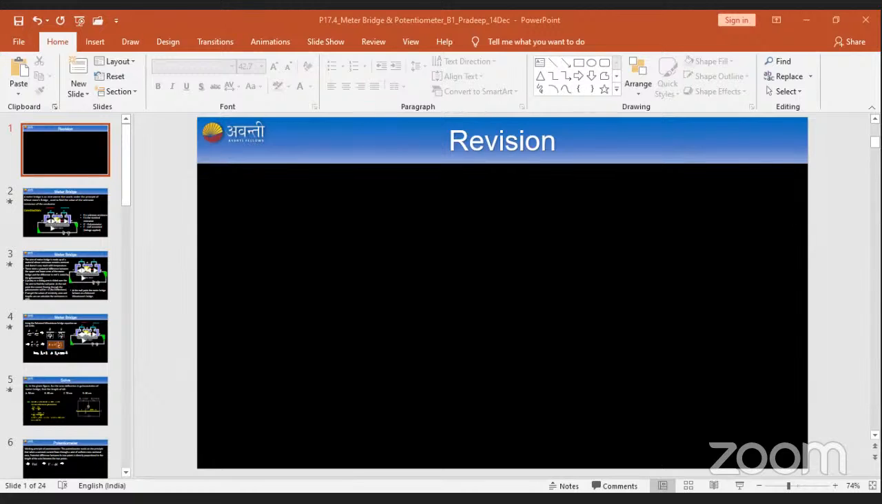Yes, in today's class we'll be discussing meter grids, then potentiometer. These are the applications of the things which we have studied so far. Once this is done, we are good to go with the tests. So let's get started with preparation. I don't know if we can have a proper test for you guys, because time is also less.